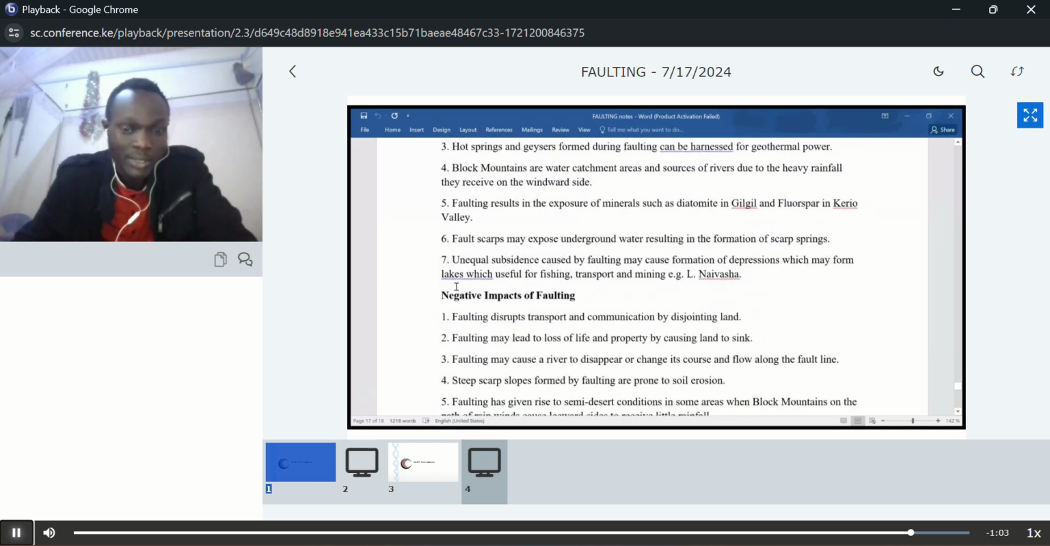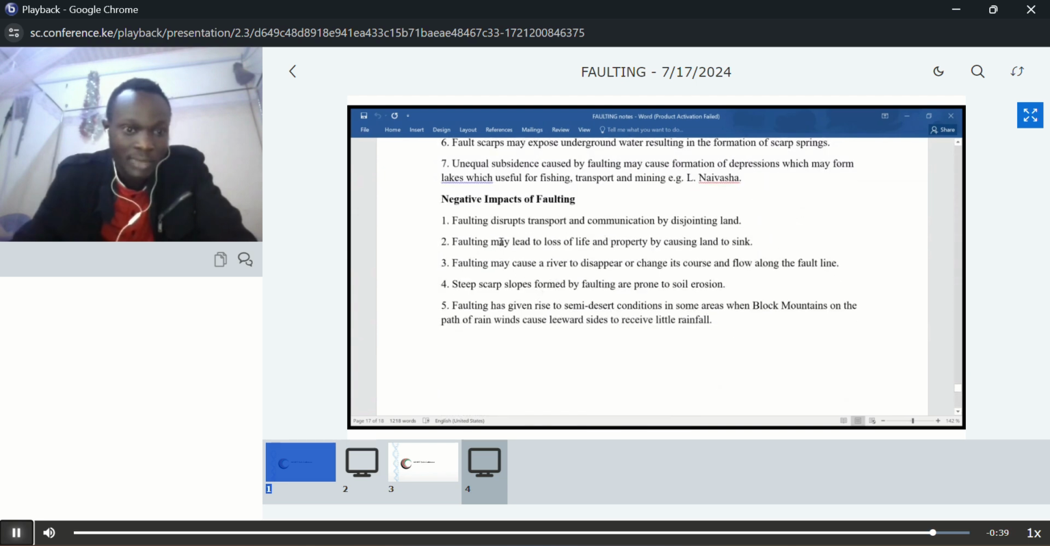Faulting results in the exposure of minerals such as diatomite in Kariandusi and feldspar in Kerio Valley. Fault scarps may expose underground water, resulting in the formation of scarp springs. Unequal subsidence caused by faulting may cause the formation of depressions, which may form lakes useful for fishing, transport, and mining, e.g. Lake Naivasha.